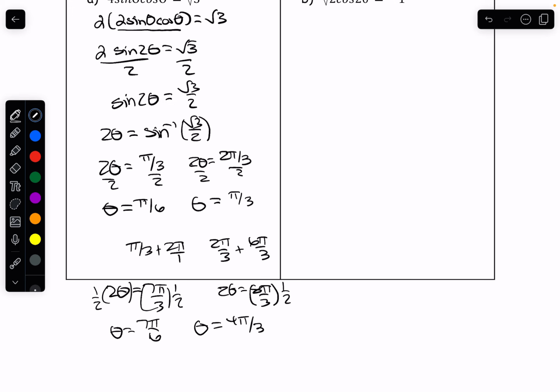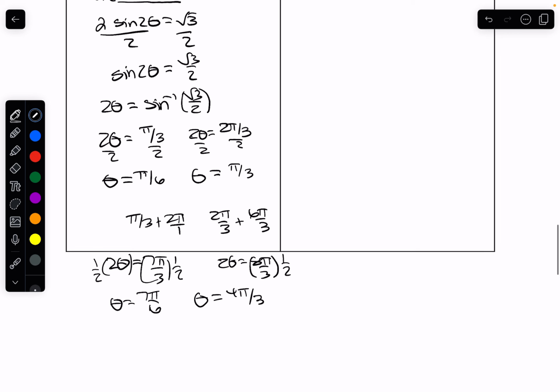Again, we have to extend because of the fact that 2 theta will go from 0 to 4 pi, excuse me. So our solution set for this problem would become, again, we'll put these in numerical order, pi over 6, pi over 3, 7 pi over 6, and 4 pi over 3. So there's actually 4 answers for this particular question.